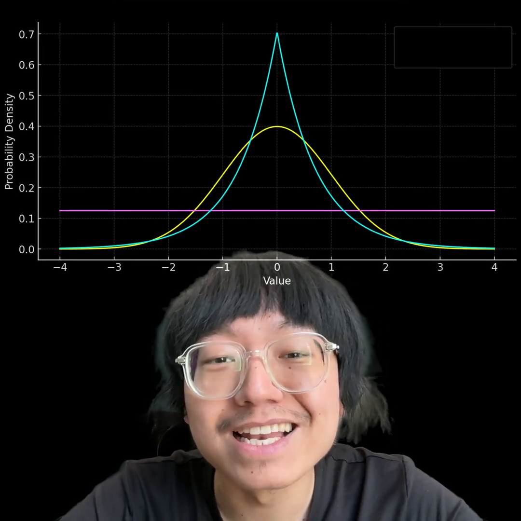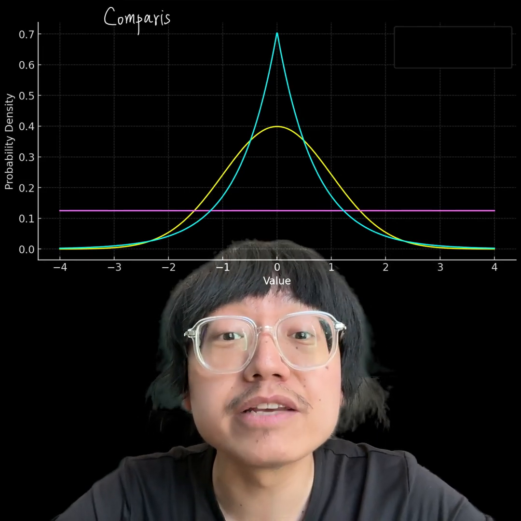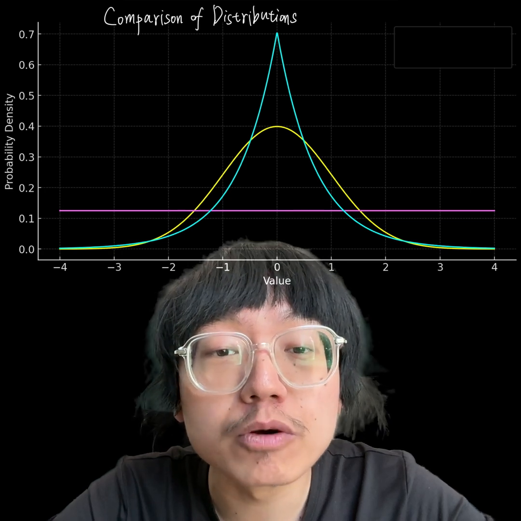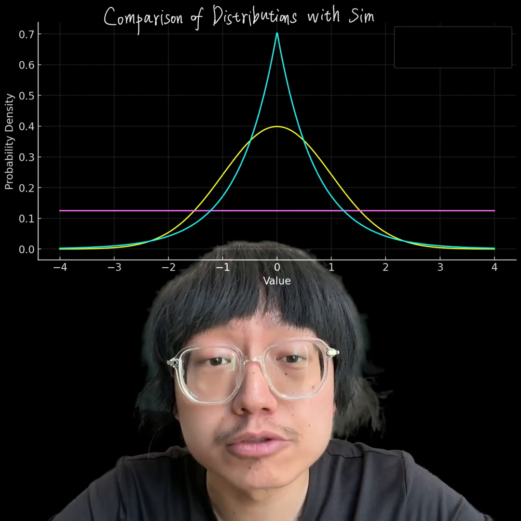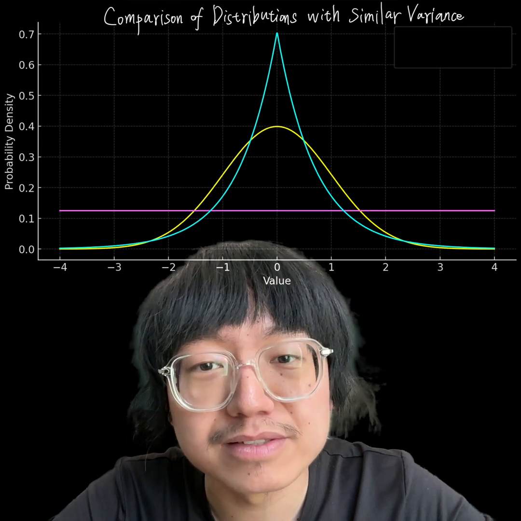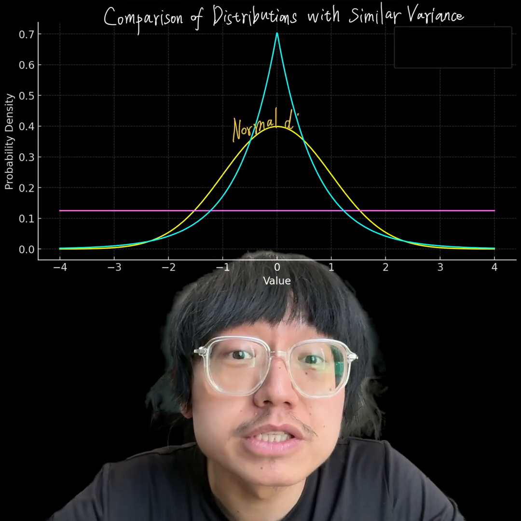This plot illustrates the comparison of three different probability distributions: the normal distribution, uniform distribution, and Laplace distribution, each adjusted to have a similar variance.